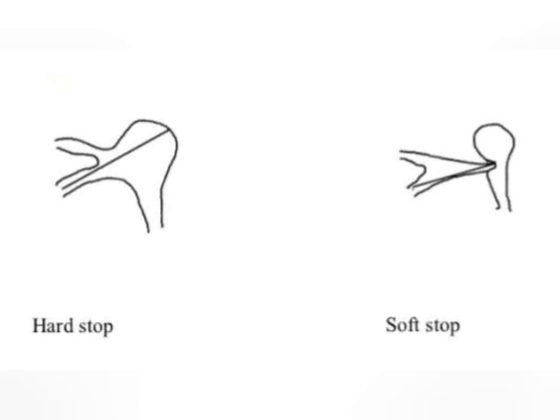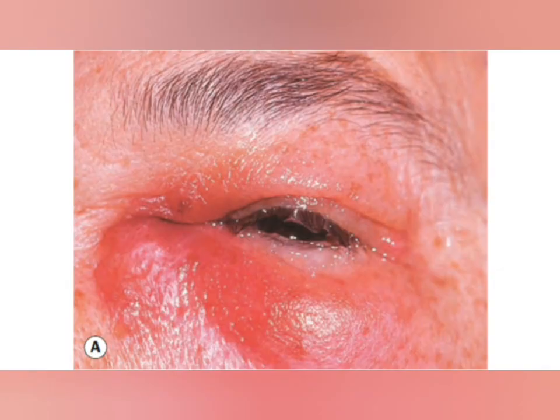Okay, another thing is dacryocystography. This dacryocystography is done with the help of X-ray after injection of radio-opaque dye into the lacrimal sac, and the image will appear. By looking at the image you can easily find out whether there is some blockage or not.